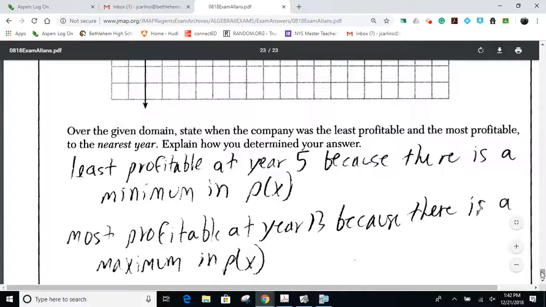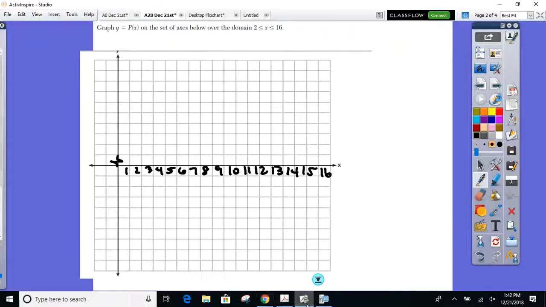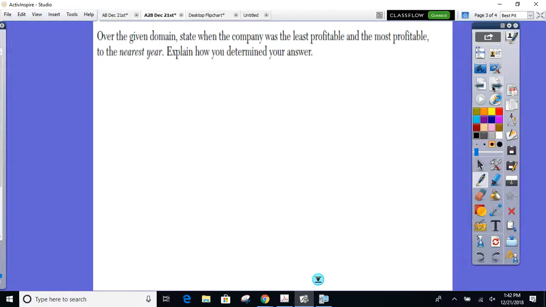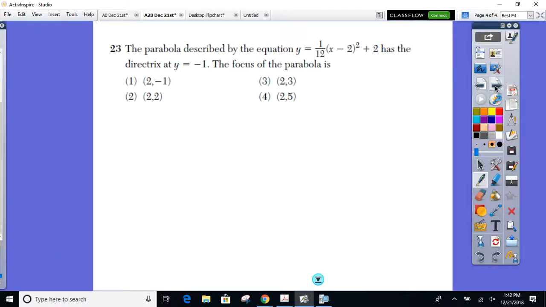That's it. Can you get one more in you? Number 23. The old parabola. I'm not going to go into a big detailed session about this now. I'm going to be very brief because when we get back from break, we got some parabola work to do with directrix, focus, vertex, etc.